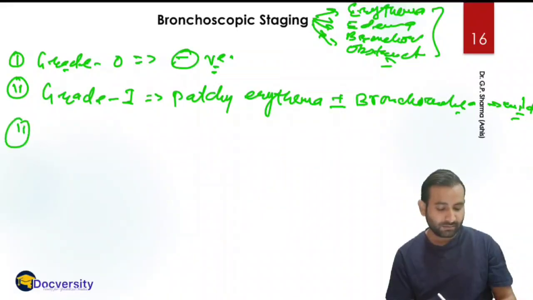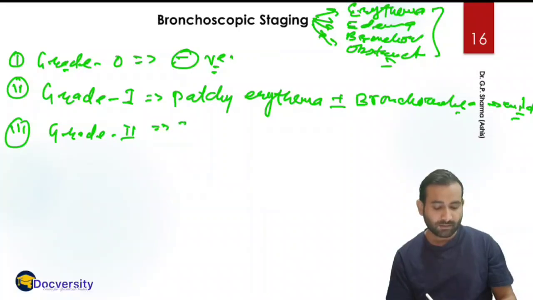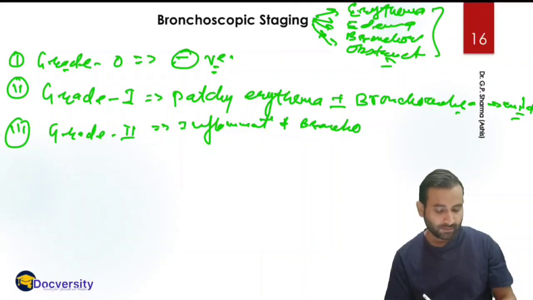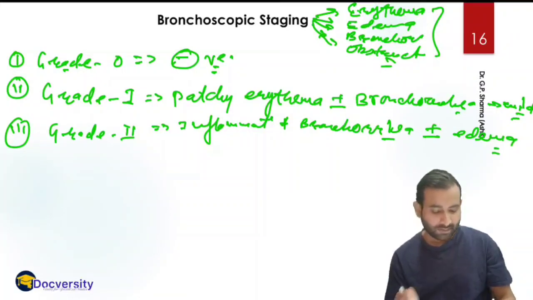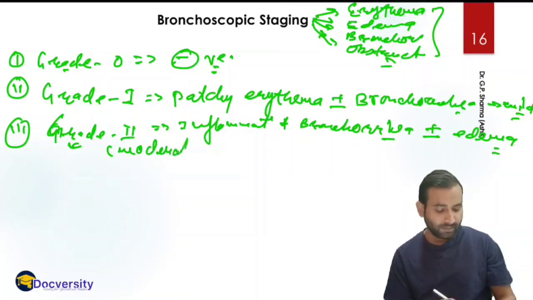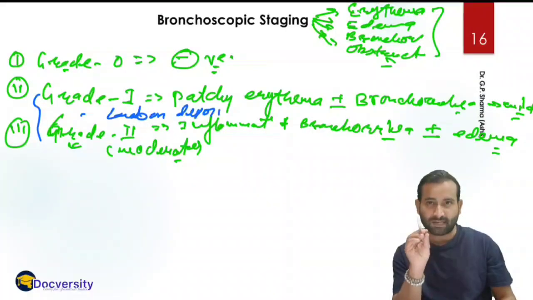Sometimes we see the grade 2. Grade 2 means there will be the inflammation or complete erythema, plus we will see the bronchorrhea, right? Plus minus there will be the edema. Edema means the obstruction, right? In this case we say this is the grade 2, or this is a moderate stage. And of course, in these 2 conditions, we will see the carbon deposits, that means the black deposits will be there.